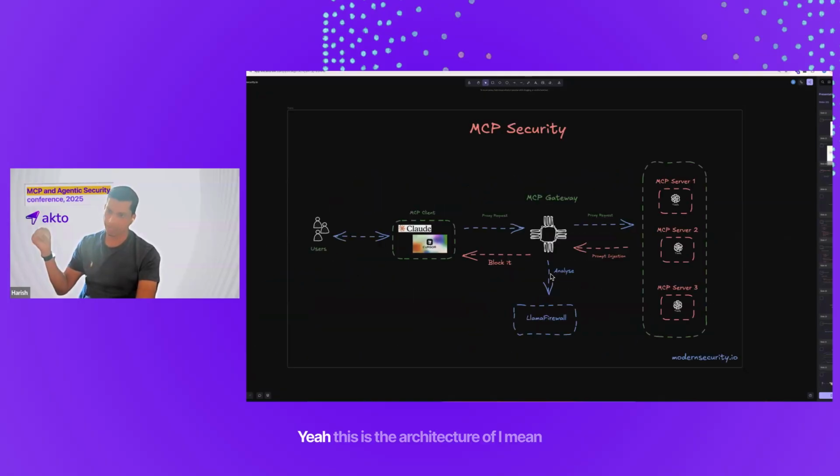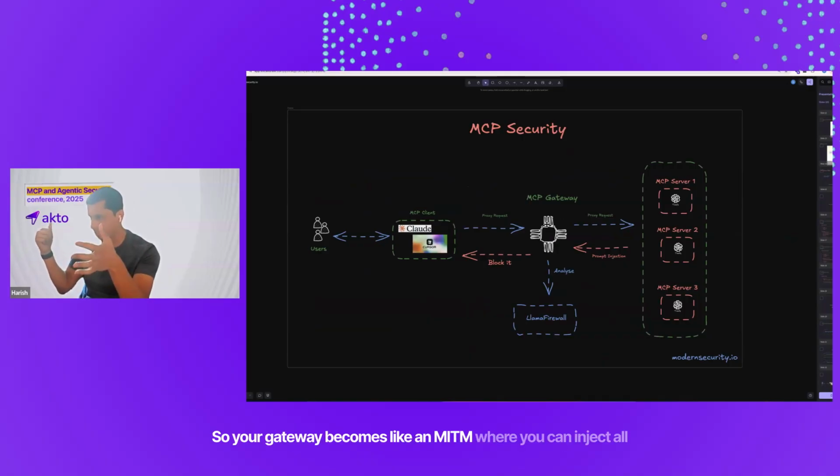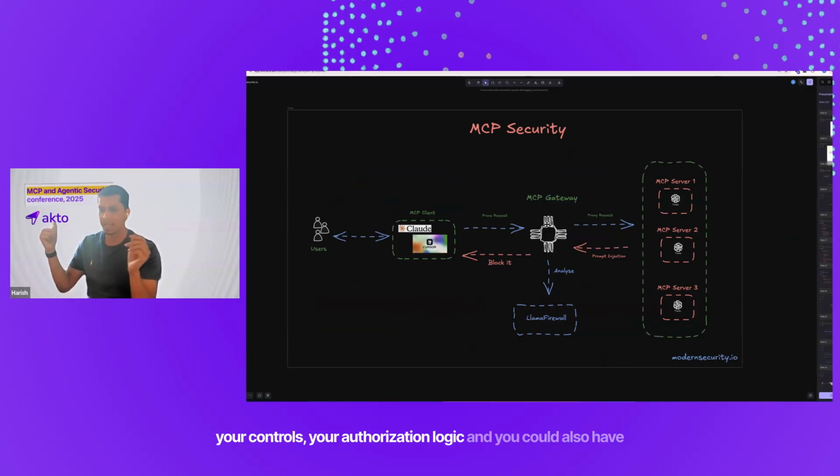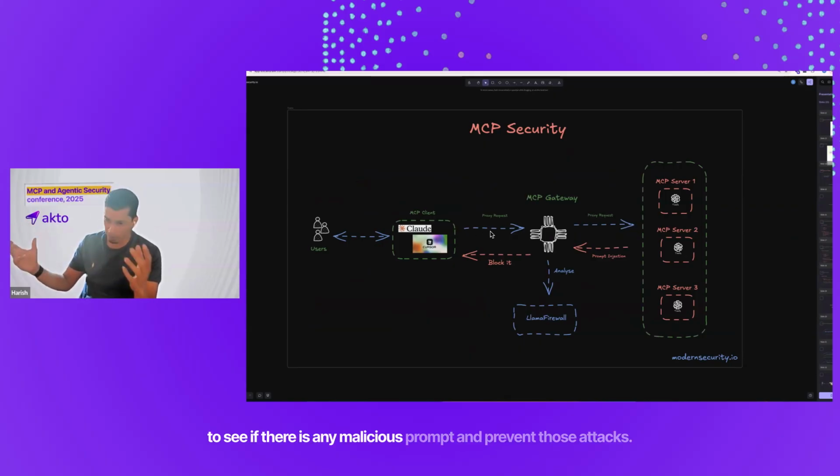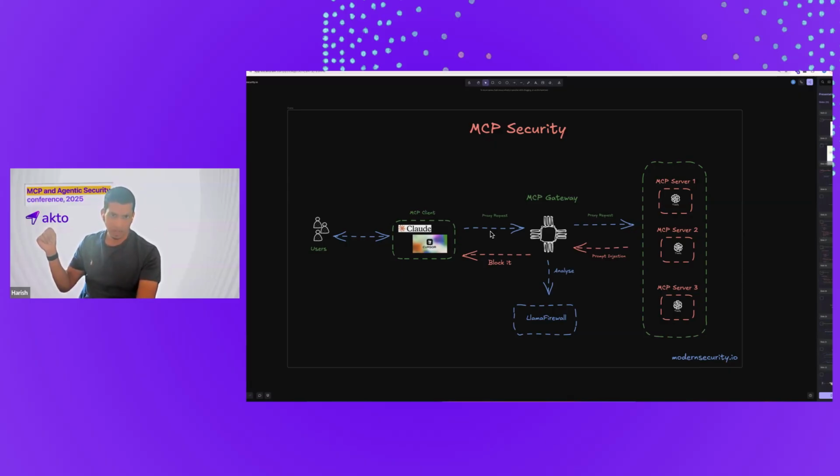This is how an MCP gateway would look. All your clients would go through the gateway. So your gateway becomes like an MITM where you can inject all your controls and your authorization logic. You could also have a firewall which analyzes every request being made to see if there is any malicious prompt and prevent those attacks.